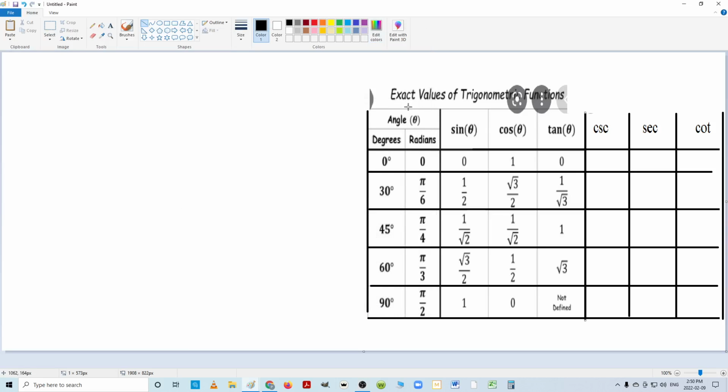Okay, so to understand this exact value table, if you don't already, it's important to understand where it comes from and how to be able to reproduce it on your own. And the key degrees here are 0, which will just be assumed, 30 degrees, 45 degrees, and 60 degrees.